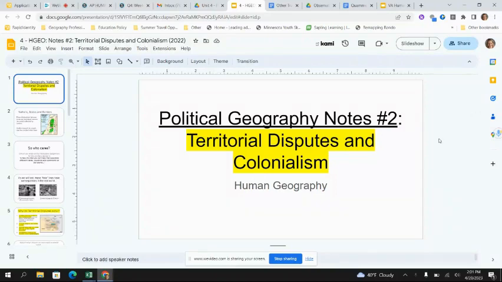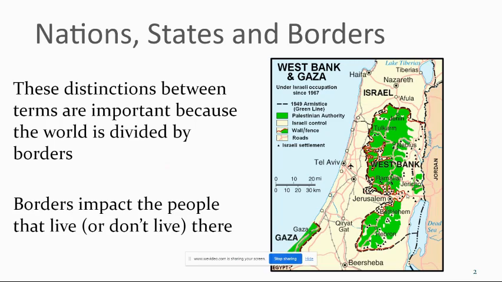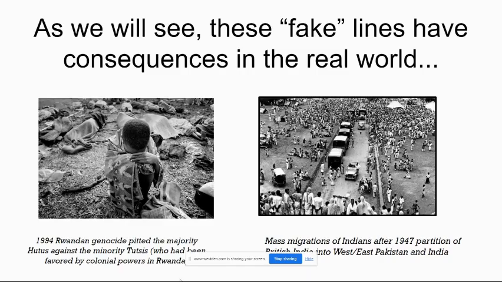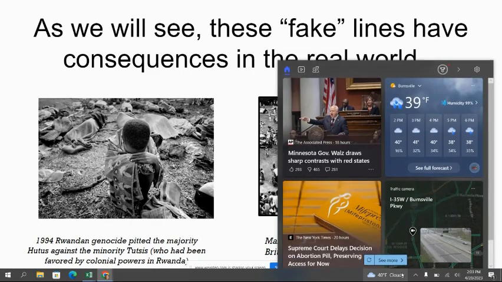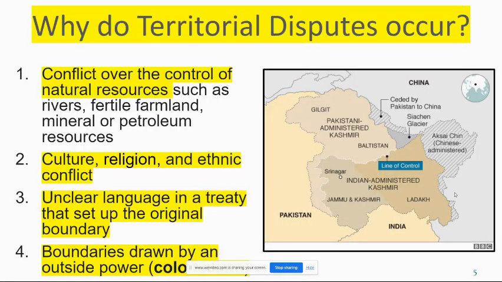In this video, I'm going to go over the second set of notes for political geography, and the title that you should add to your notes is Territorial Disputes and Colonialism. So you can pause the video at any time if you need to take some more time to write, but I'm going to go through each of these slides.